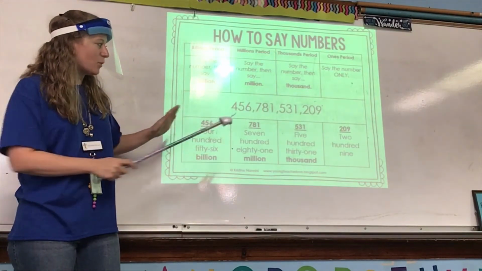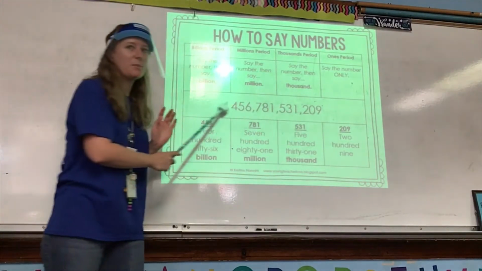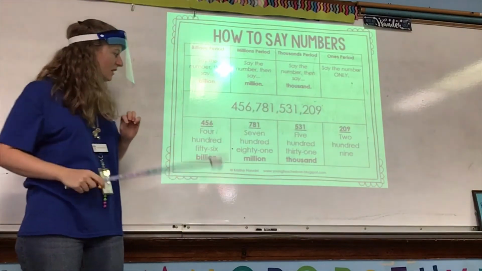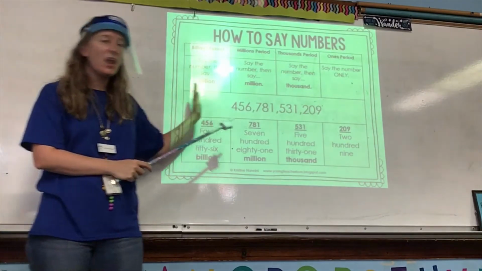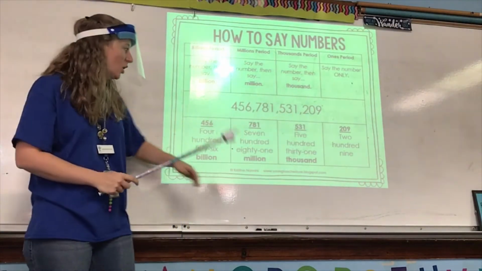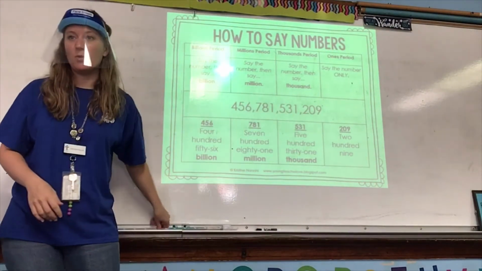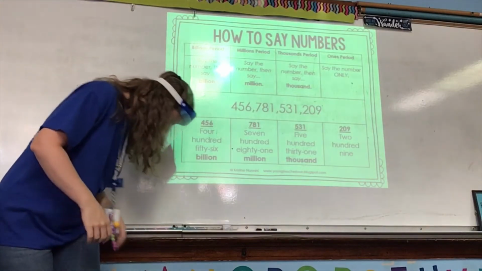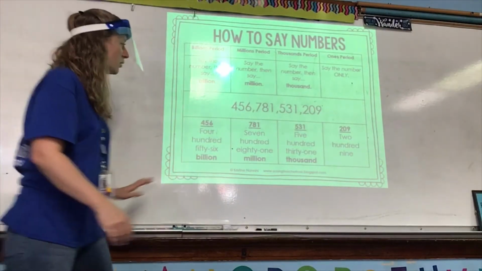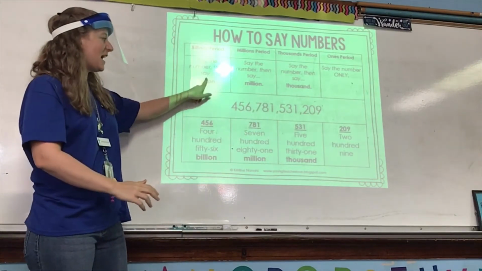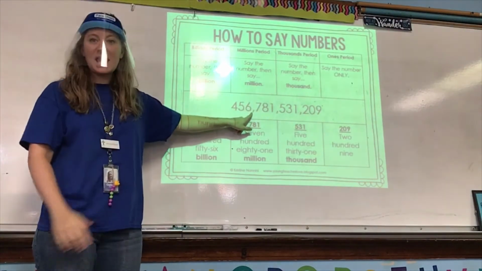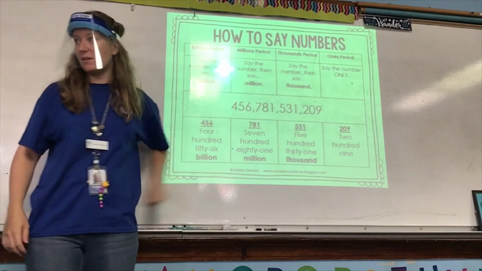So when we say words, we have this really long number right here. In order to say that, what we're going to do is we're going to start on the left and we're going to move to the right. We are just going to look at what's between the commas. So right here, we're going to start with this. We're going to say that number, then once we get to a comma, we say what period it's in.